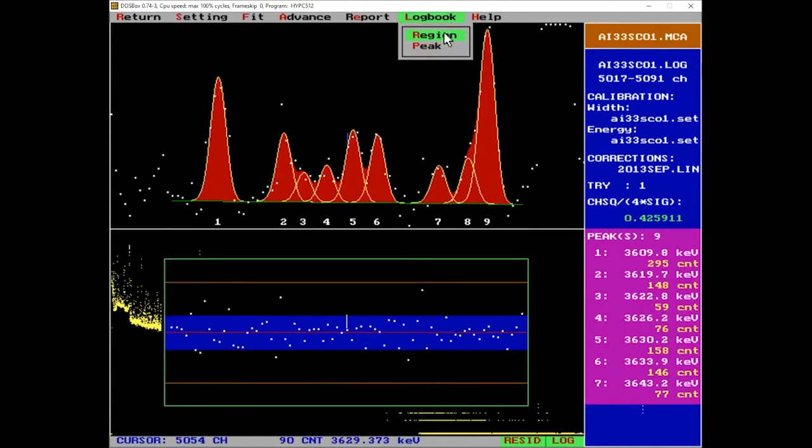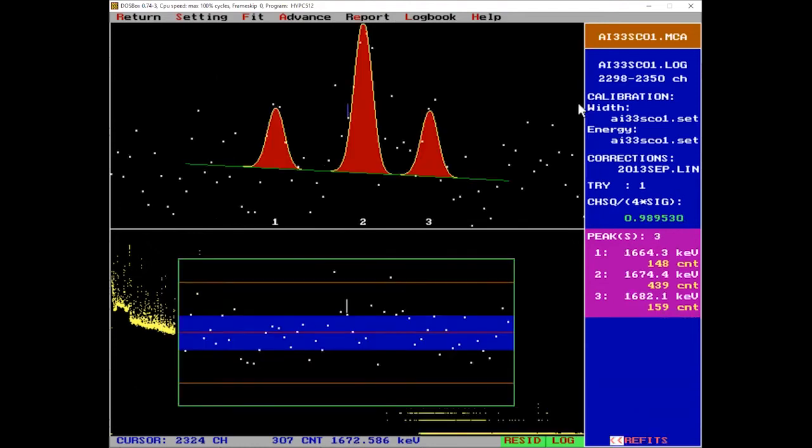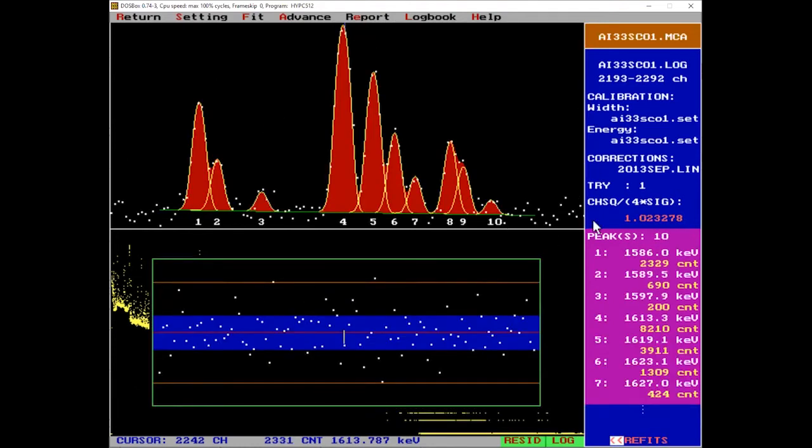So if there is any problematic region, then the program is marking with this star symbol. So you can quickly jump and see what's wrong with this. And here you see that this chi-square value is shown in red because it's statistically higher than what one would expect. And in this case, the analyst should improve the fit.